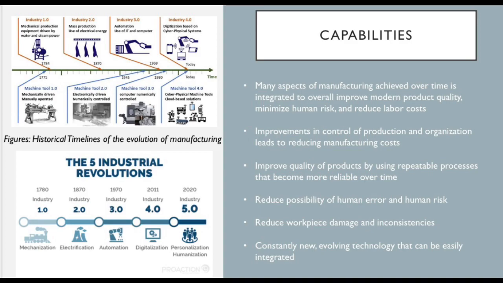Some capabilities and applications of automated manufacturing include that many aspects of manufacturing achieved over time is integrated to improve the overall modern product quality and minimize human risk and thereby reduce labor costs. Improvements in control of production and organization leads to reducing manufacturing costs. Additionally, improving the quality of products by using repeatable processes become even more reliable on time. This reduces the possibility of human error and human risk, reduces damage to the workpiece, reduces inconsistencies, and constantly new evolving technology that can be easily integrated. The photos here show historical timelines of the evolution of manufacturing, just as an example of how far automation has come.